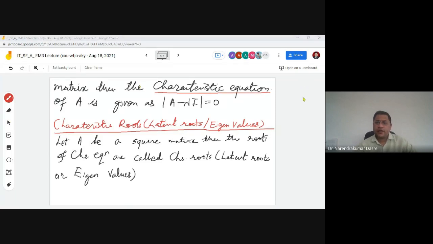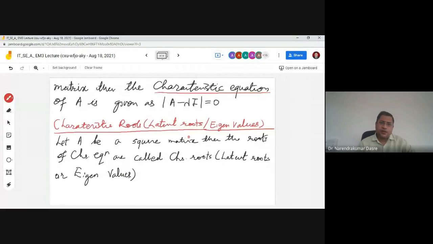Is there any doubt in the definition of eigenvalue? No, sir. Did all of you get the idea about eigenvalue? Yes, sir. Okay, that's great. So once you know about the eigenvalue, then we are able to define the eigenvector. Let us try to understand what the eigenvector is.